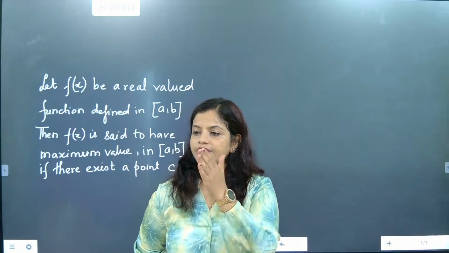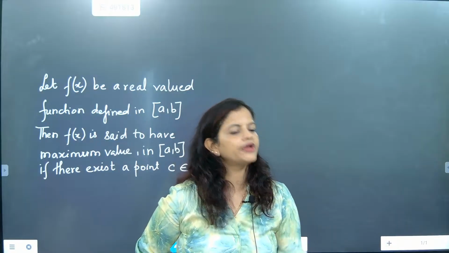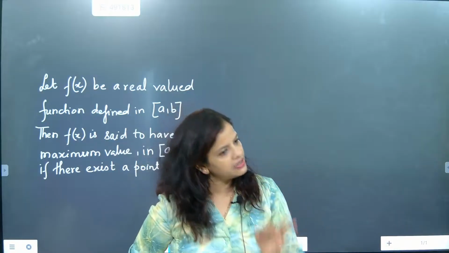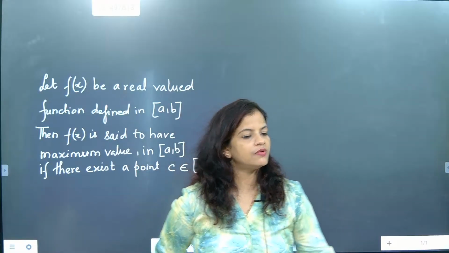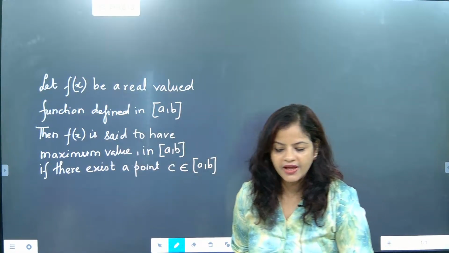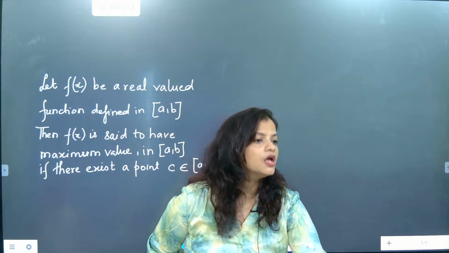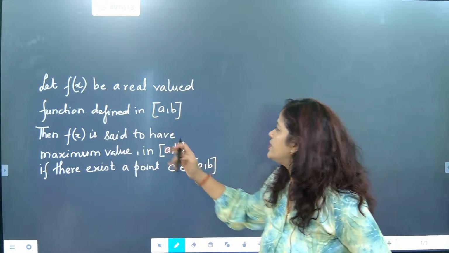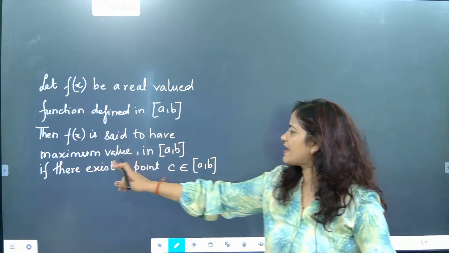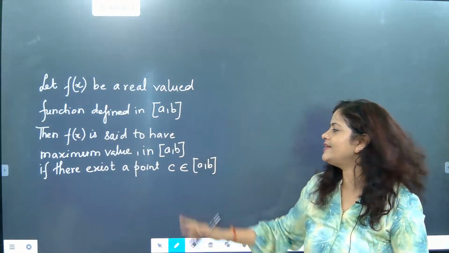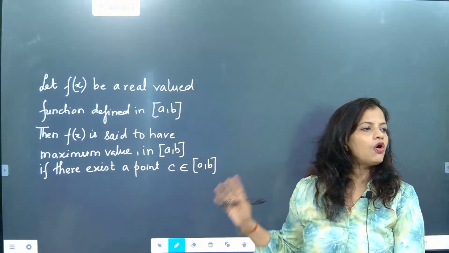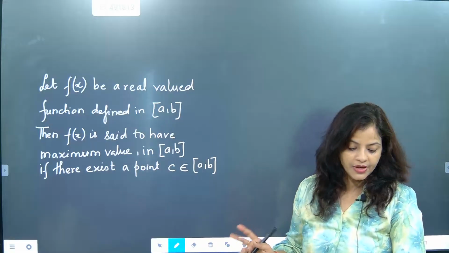Here you need to understand a very important point. First, the function is a real valued function. Now it is defined in which interval? Closed interval A and B. Understood? Now in this closed interval, f of x is said to have maximum value when there is a point C, and C belongs to the closed interval AB. Understood?